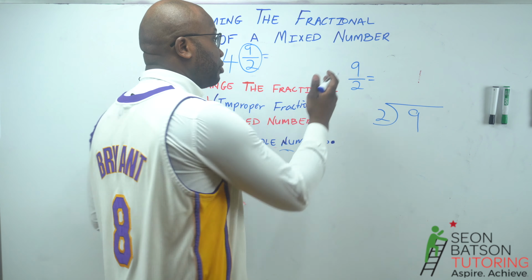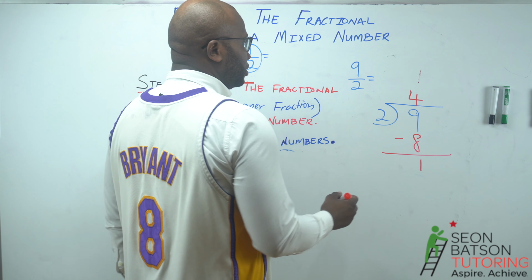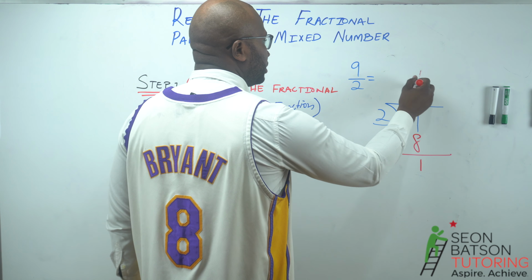So let's divide. Now, 2 goes into 9 4 times. 2 times 4 is 8. Then we subtract, and we get 1. So, remember, the number on top of the house will be the whole number.